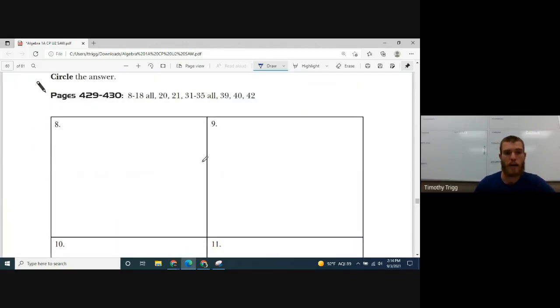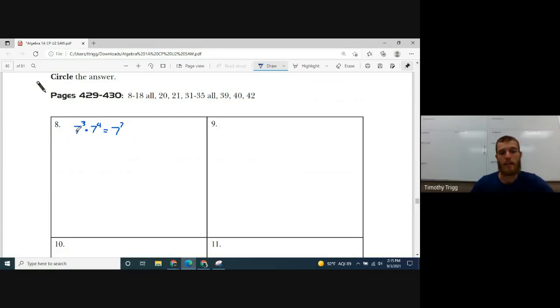Let's go ahead and move to page 429. And we're going to look at question 8 to start. It says rewrite each expression using each base only once. For question 8, it says 7 to the power of 3 times 7 to the power of 4. So remember, when we're multiplying, as long as you have the same base, what you do is you add the powers. So this is going to be 7 to the power of 3 plus 4, which is 7.